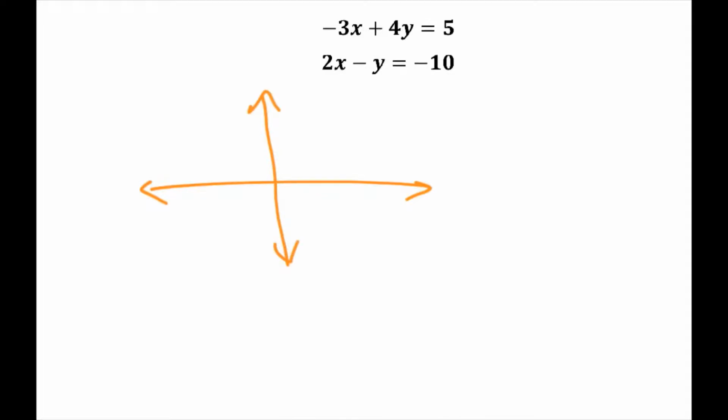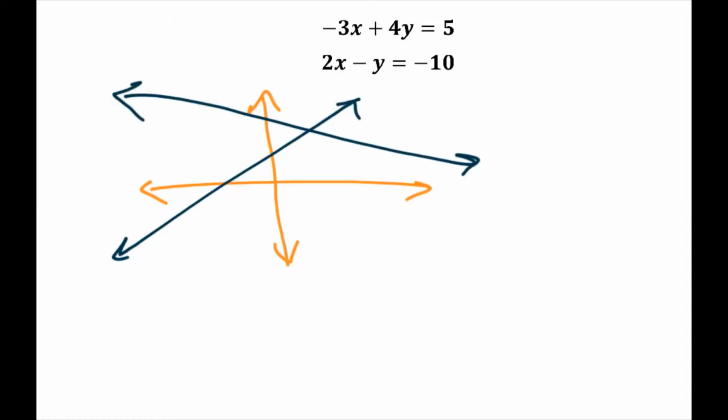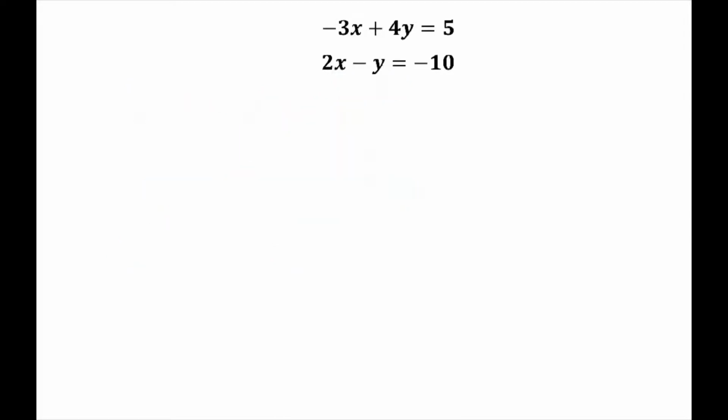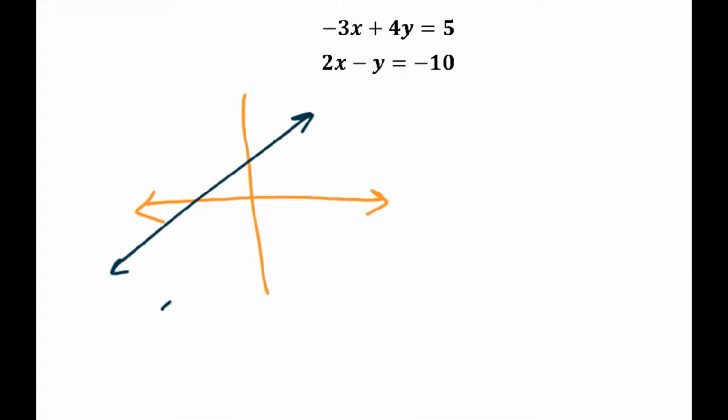any linear system, I'm going to get three different scenarios. I could have a first line crossing the second line. They are intersecting at one point, and this point is going to be my solution. It's the point of intersection. That's my solution. So the solution of a linear system is when the two lines intersect at one point. Sometimes these lines will never intersect. That's when I have two parallel lines. These lines will never intersect, so there's no solution.